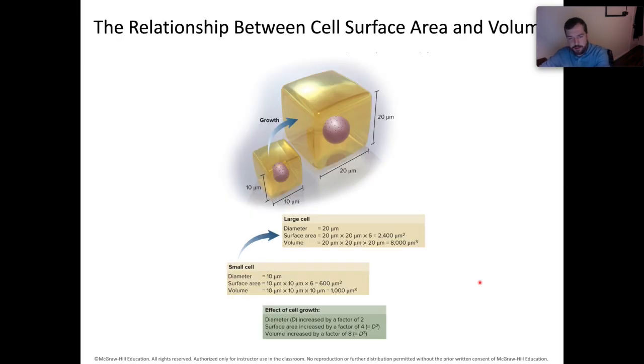Please don't worry about memorizing this math here. I'm not going to ask you to calculate this. Just what I want you to appreciate here is when we double the diameter, we're really increasing the volume from 1,000 to 8,000. So this is why the bigger a cell gets, the less surface area to volume ratio you have, and that's the limiting determinant of how big a cell can get.